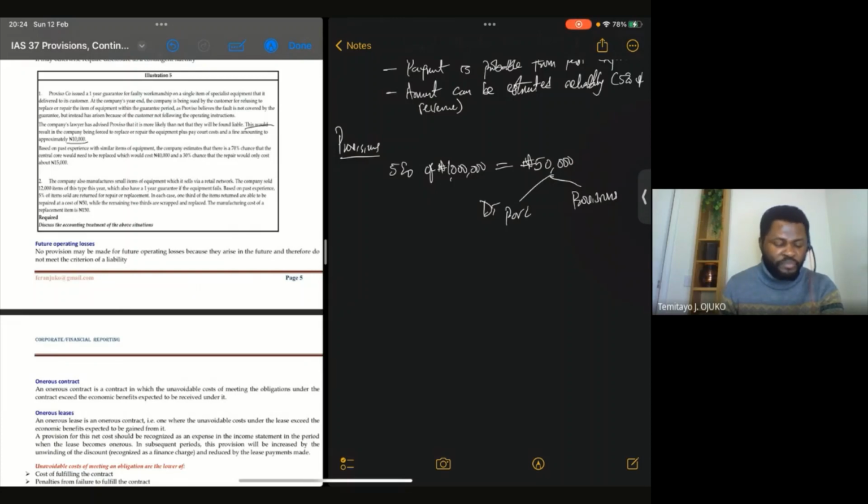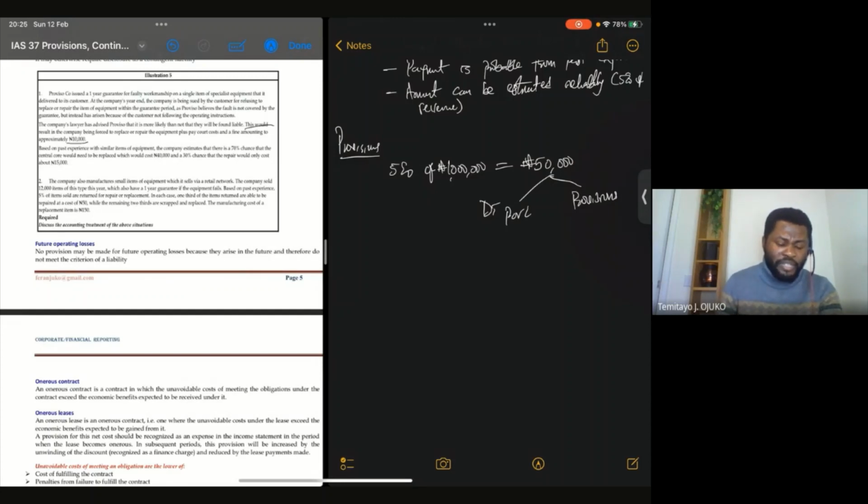Based on past experience with similar items of equipment, the company estimates that there's a 70% chance that the central core will need to be replaced, which will cost 40,000 naira, and a 30% chance that the repair would only cost about 15,000 naira. That's the first scenario.